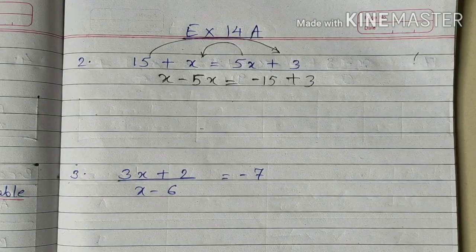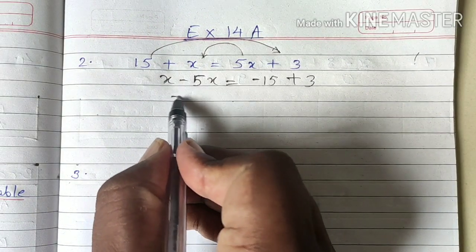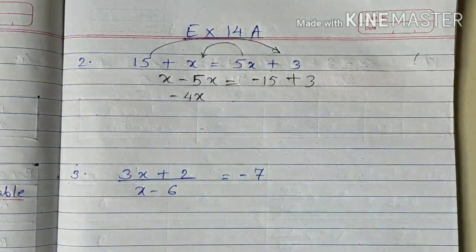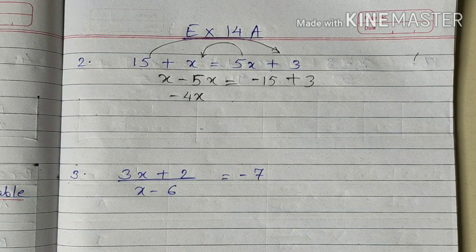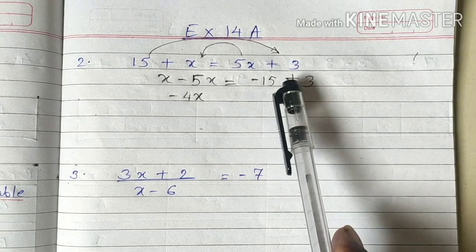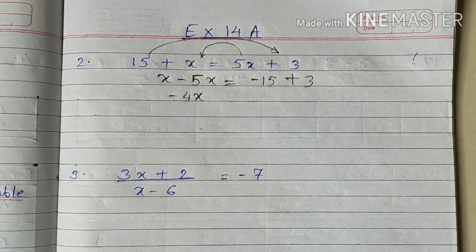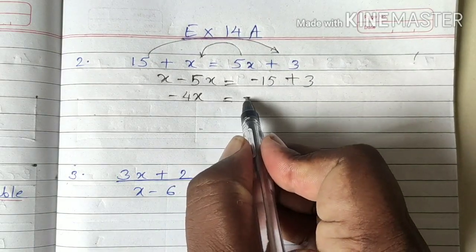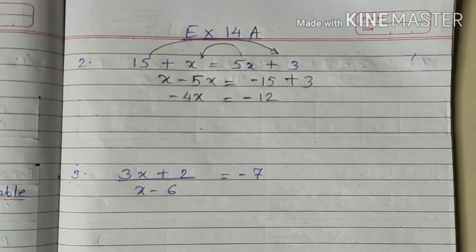Got it? So x minus 5x, it will give us minus 4x. Plus minus will be minus, but there will be the sign of the greater number. And similarly, minus 15 and plus 3 will give us minus 12. Got it? Plus minus minus and sign of the greater number.